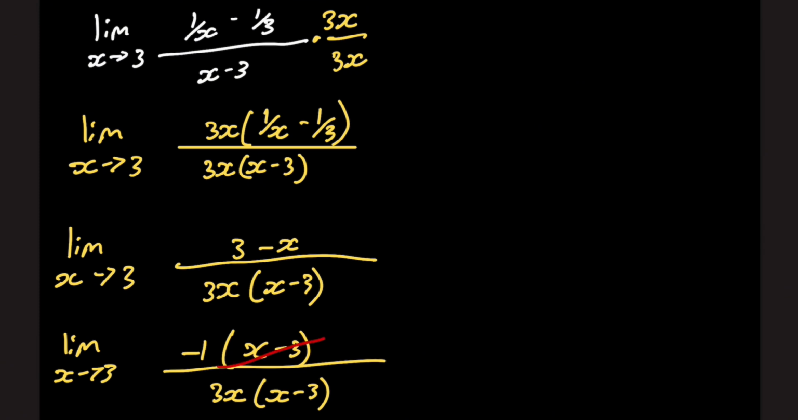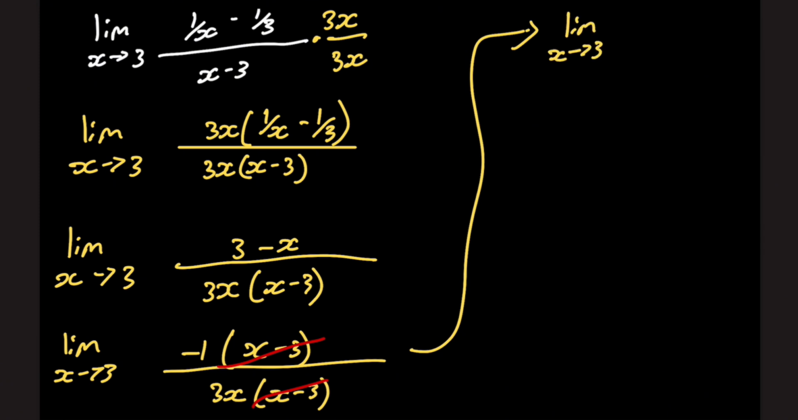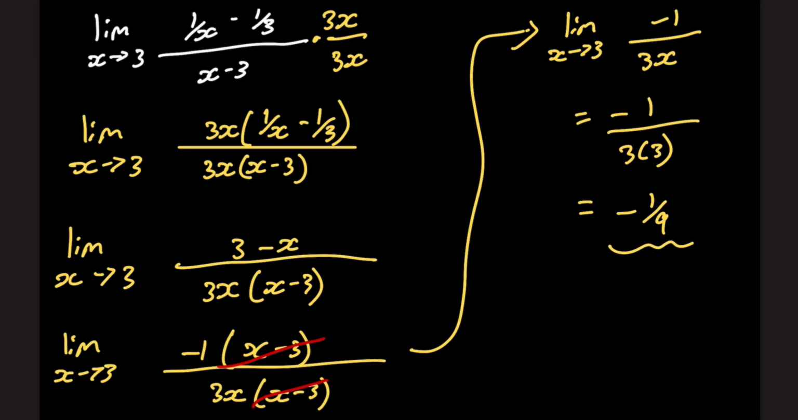And we see what we can cancel out here. So let's bring this over. This then becomes the limit as x approaches 3 of -1 over 3x. And we can direct substitute from here. So equal -1 over 3 times 3. 3 times 3 is 9, so that becomes -1 over 9. That's our answer.